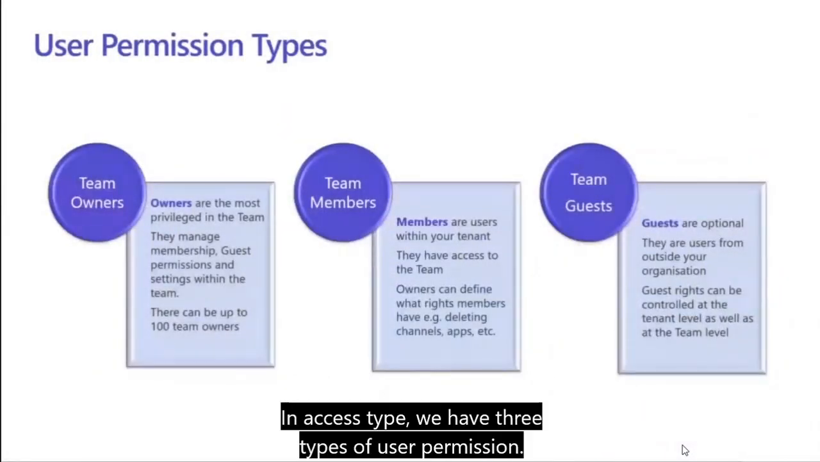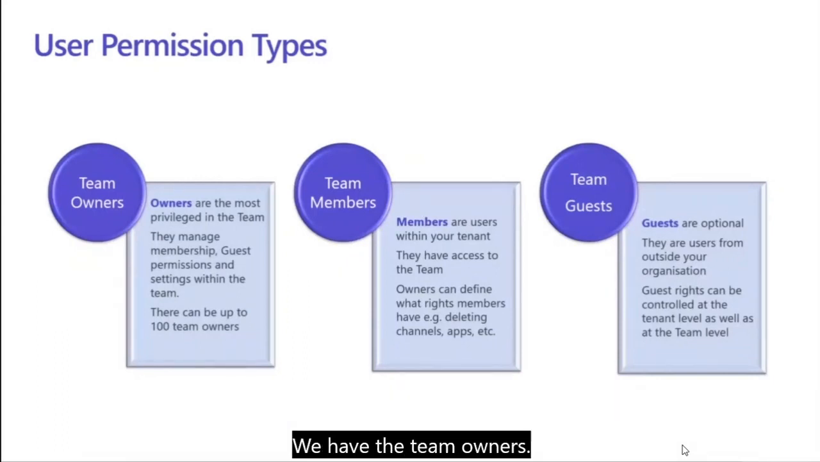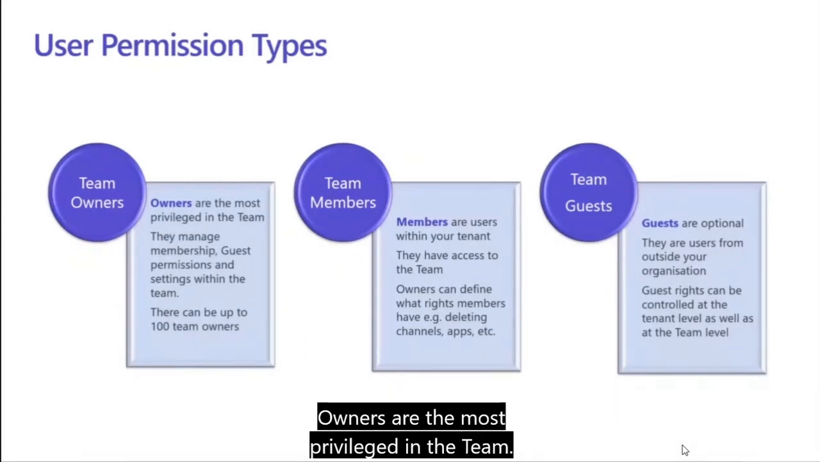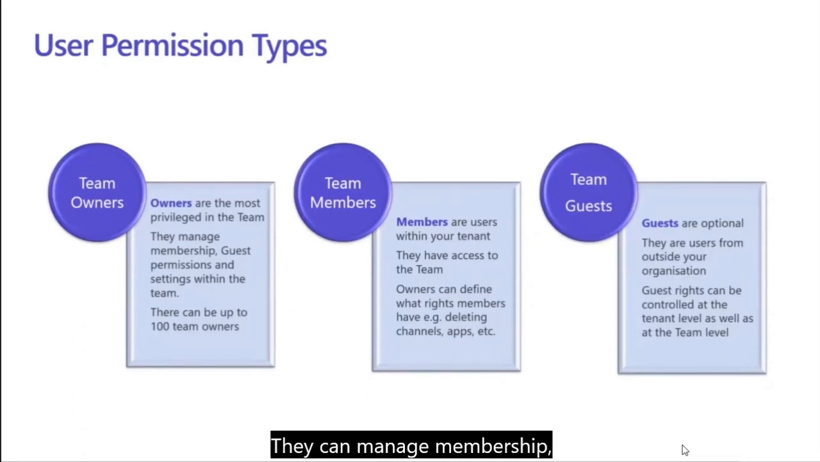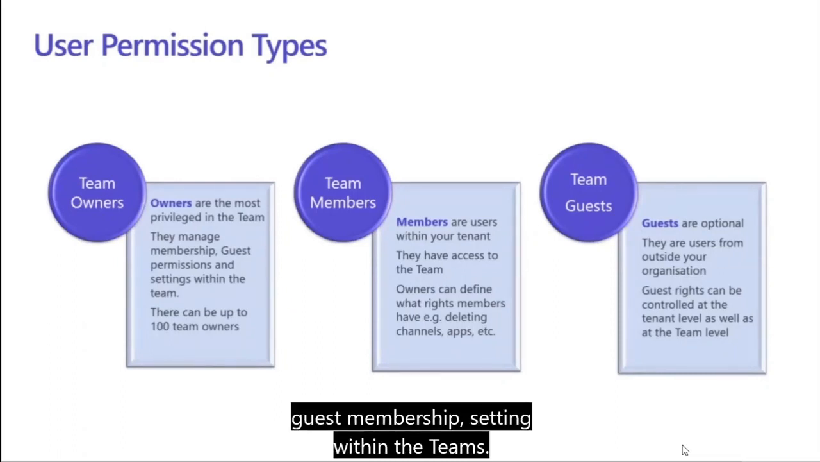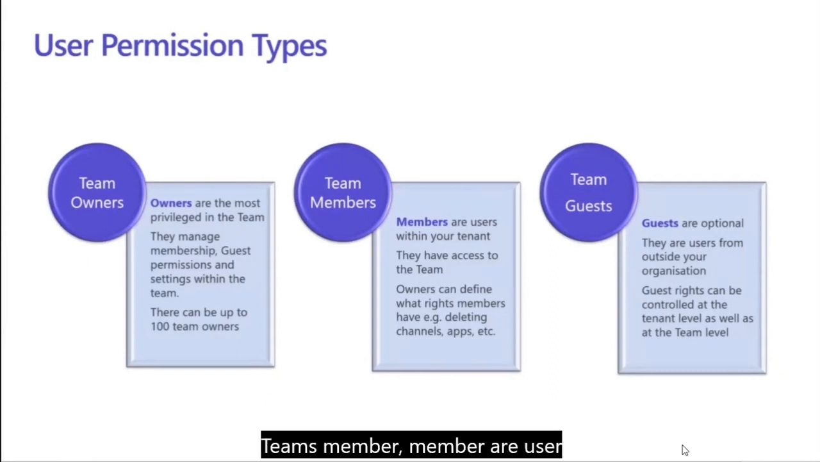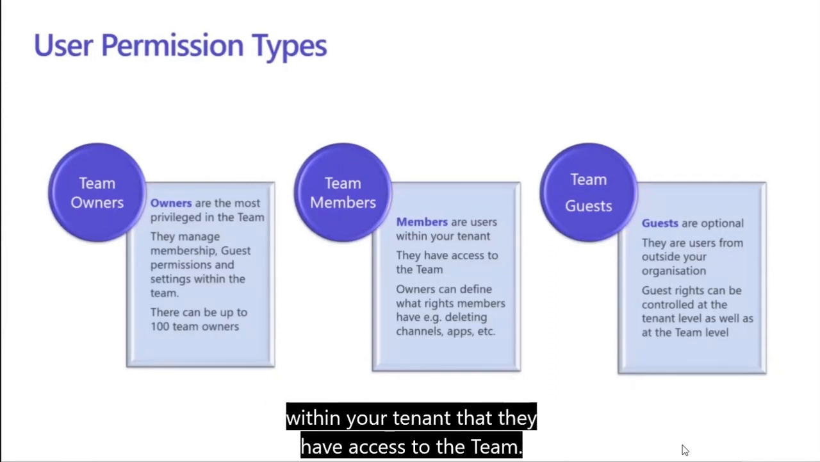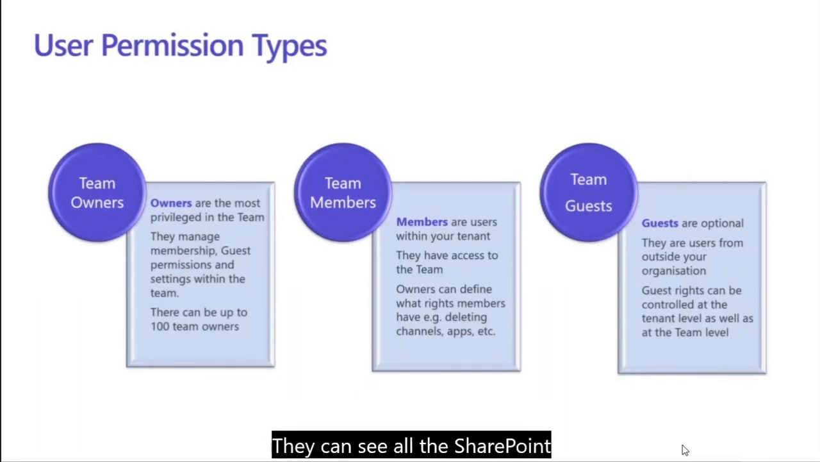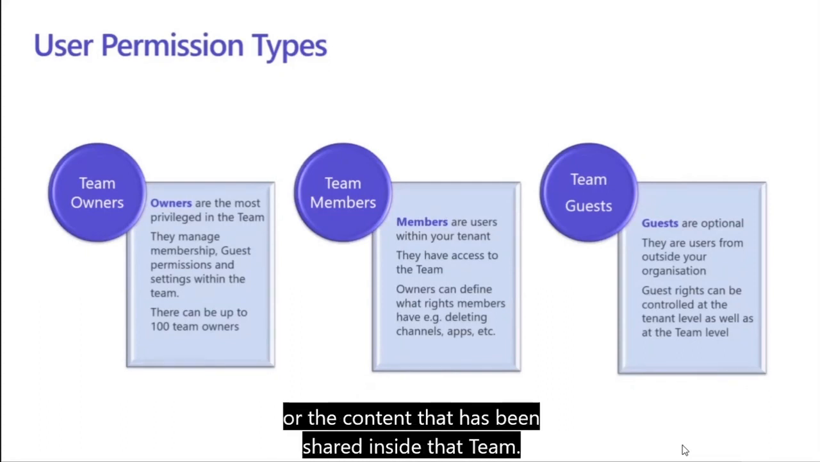So in access type, we have 3 types of user permission. We have the team owners. Owners are the most privileged in the team. They can manage membership, guest membership, and settings within the team, and they can set up to 100 team owners inside one team itself. Team members are users within your tenant that have access to the team, so they can see all the SharePoint or the content that has been shared inside that team.